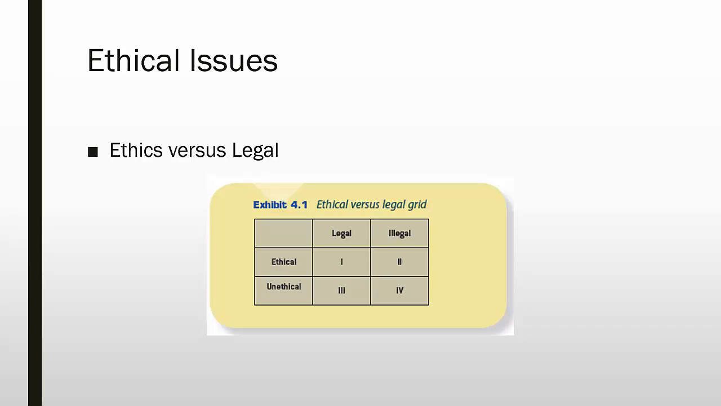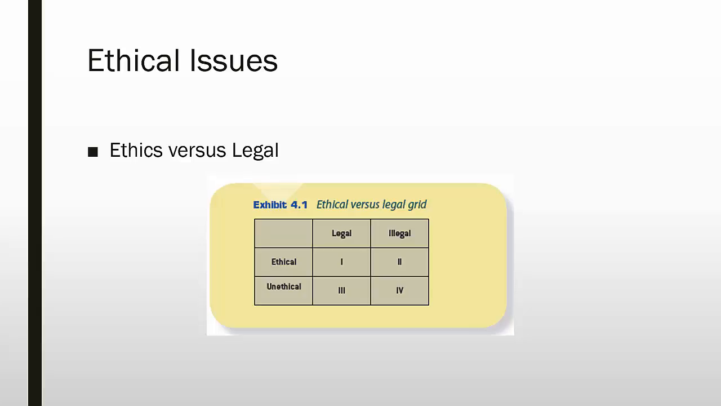Situation 3, a banker uses the information a client enters in a loan application to sell other financial products to this client. Now, as a customer, I may feel that's not all that appropriate. It is, however, legal, but it may not be ethical. It depends on your agreement with them. So that would put it in quadrant 3.